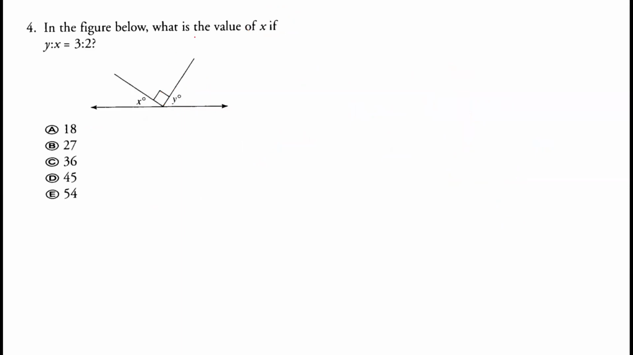Now in the figure below, what is the value of X if Y is to X is 3 by 2? Now this is 90 degrees. In your straight line, they are 180 degrees. So X plus 90 plus Y equals 180. So X plus Y equals 90. Now the ratio is 3:2, and we need to find out the value of X. The whole value is 90. So 3 is represented by Y and 2 is represented by X.